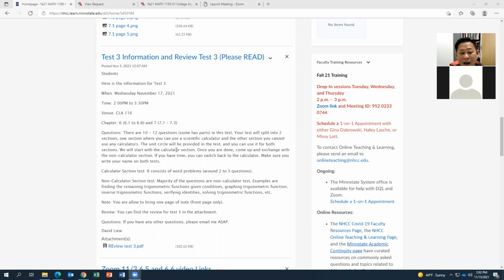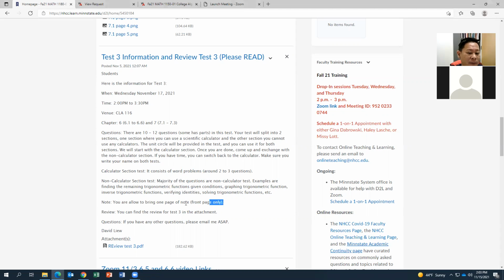It consists of a calculator and a non-calculator part. The calculator part only consists of 2 questions, so it's really short. So I recommend you do that one first. The majority of the questions are in the non-calculator piece, so make sure you concentrate more time on it. So mostly 10 to 15 minutes on the calculator part, but mostly an hour on the non-calculator.